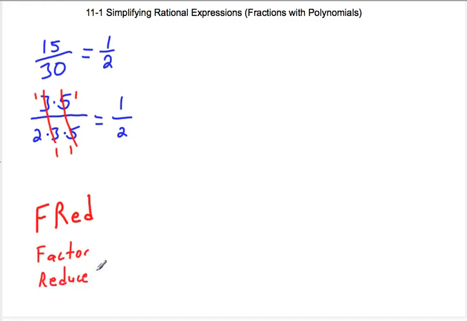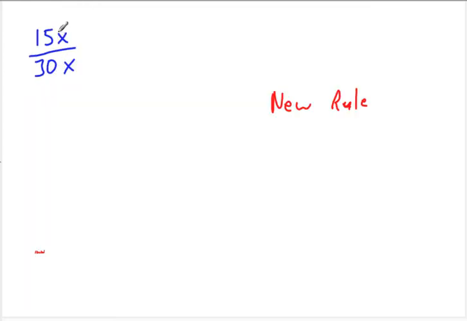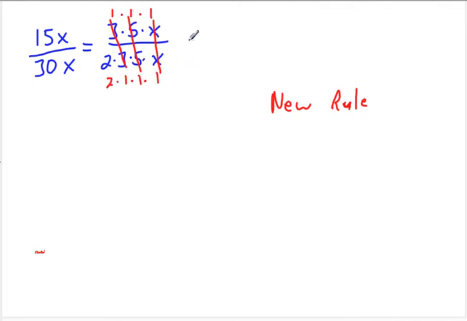Okay, so that's going to come in big through this whole chapter, factor, reduce. Always remember that we're going to factor and then reduce. So let's go to a new problem here. It looks very similar, except there's an x there. So we have 3 times 5 times x over 2 times 3 times 5 times x. And again, we want to get rid of these 3's and these 5's and these x's. So we have 1 times 1 times 1 over 2 times 1 times 1 times 1. And we know that that is 1/2. Pretty much the same as the last problem.